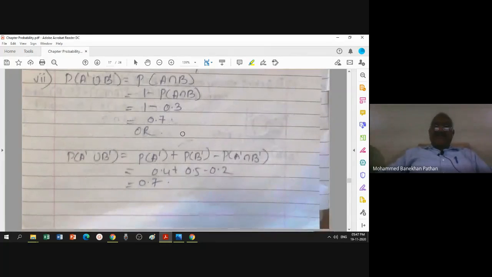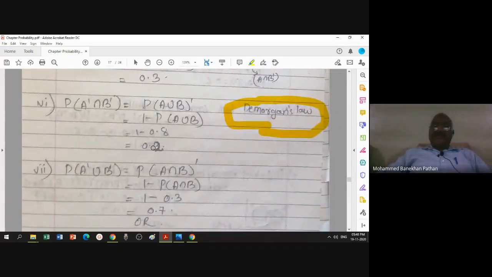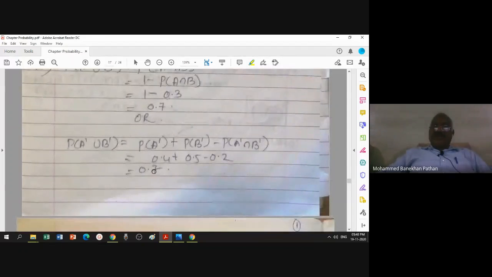You can solve this by another approach. When there is a union, you apply the addition theorem. So what is the other approach? P of A dash plus P of B dash minus P of A dash intersection B dash. We know P of A dash from previous calculation is 0.4, P of B dash is 0.5, and P of A dash intersection B dash we got here is 0.2. Put it there, get the answer.